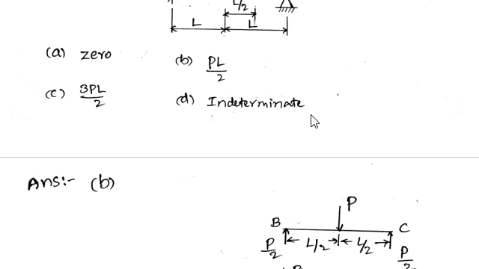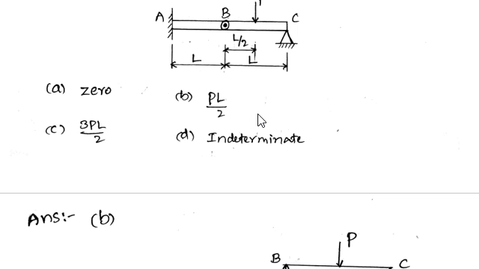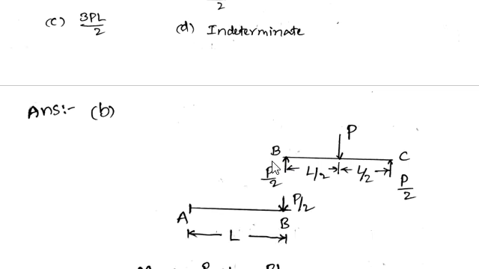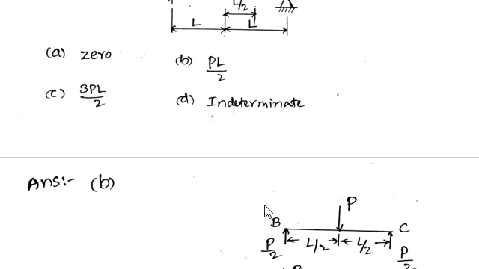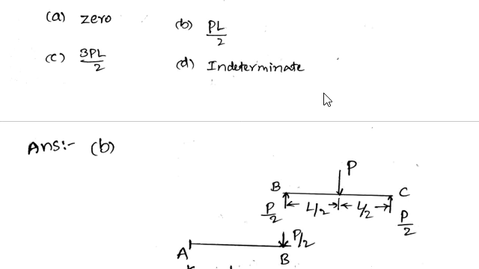And if you take the free body diagram here, you can indicate beam BC like this and beam AB like this. And if you see, this is simply supported, and load P is acting at the center. So you'll get a reaction force here that is P by 2, and you'll get P by 2 here at this one.